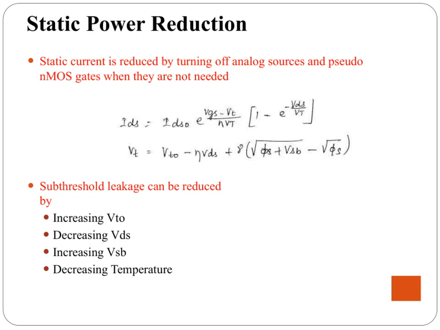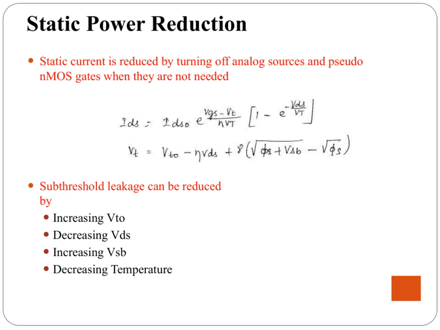Here, we're focusing on strategies to reduce static power consumption. Static current, which contributes to power loss even when the circuit is idle, can be minimized by turning off analog sources and pseudo-NMOS gates when they're not in use. This approach helps prevent unnecessary current flow.